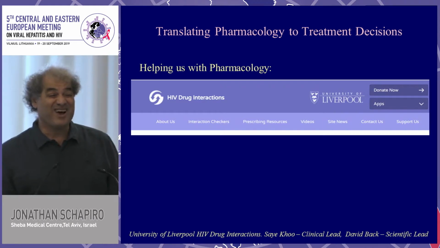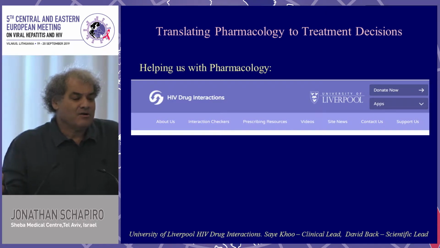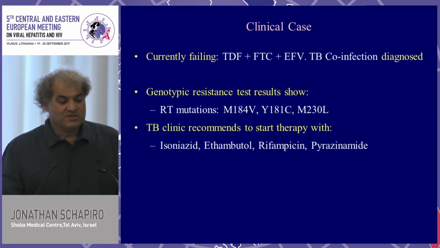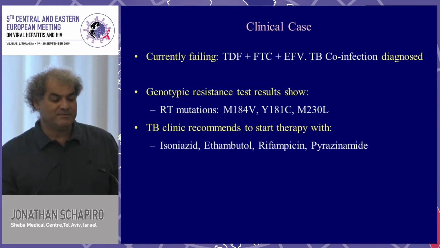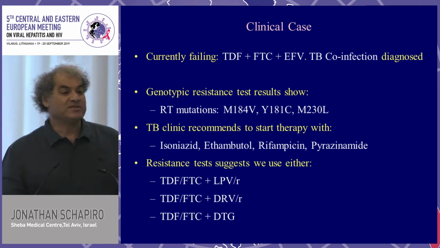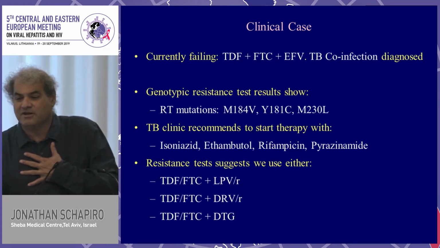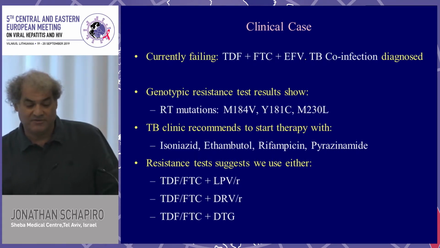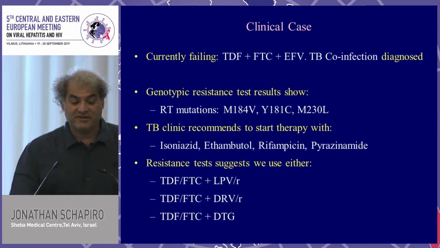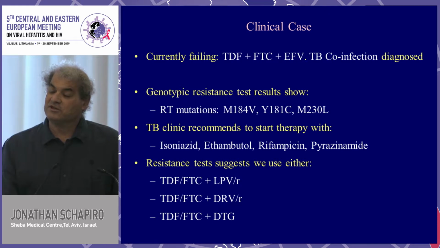Okay, so now resistance has said what options we want to use. Now let's go to the pharmacology and say, okay, but with all those TB drugs, what can we actually use? So we want to give isoniazid, ethambutol, rifampicin, and pyrazinamide. And these are the options that the resistance test suggested to us. So I prefer using tenofovir to AZT because of toxicity, but you could also use AZT if you wanted. So we can give the tenofovir FTC either with Kaletra or with darunavir, or we can give it with dolutegravir. That's what the resistance limited us to.